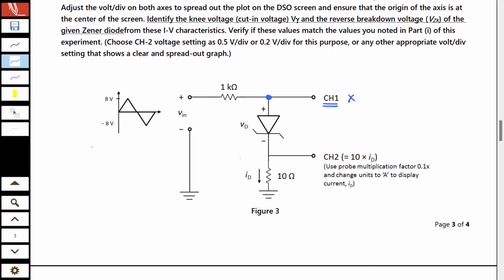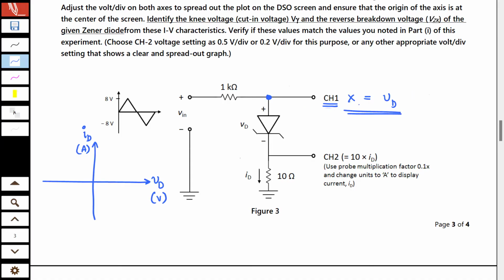And know that we are trying to obtain IV characteristics, right? That means we need VD along the X axis and we need current in amperes along the Y axis. So what we will do here is that we will send this node voltage, which, accurately speaking, is VD plus 10 ID. But as we have discussed earlier, due to the very small value of ID, this can be ignored. Right? So this is what is going to serve as our VD.